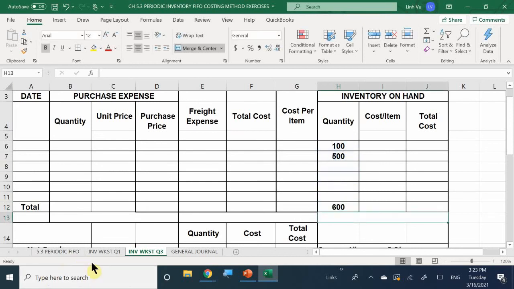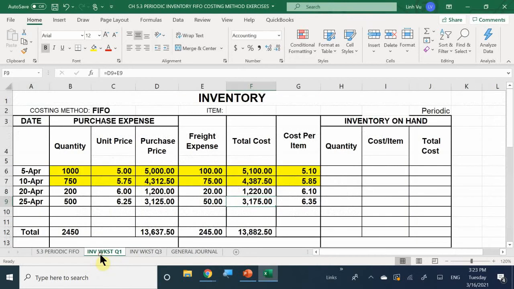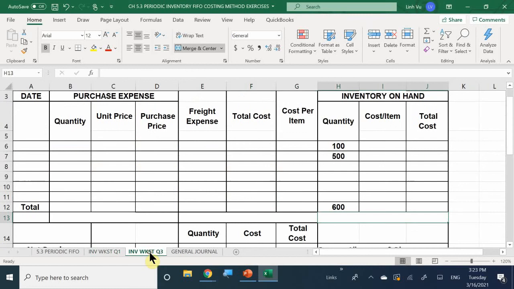Okay, so there's two worksheets, right? Once you've completed the first one, you can't go back and edit any information. This worksheet's done. So now I'm transferring the information into the new worksheet because now I'm starting a new cycle, or a new accounting period. So I need to start fresh all over again. So it's another clean worksheet. If you are using the Excel worksheet, it should be inventory worksheet question number three.